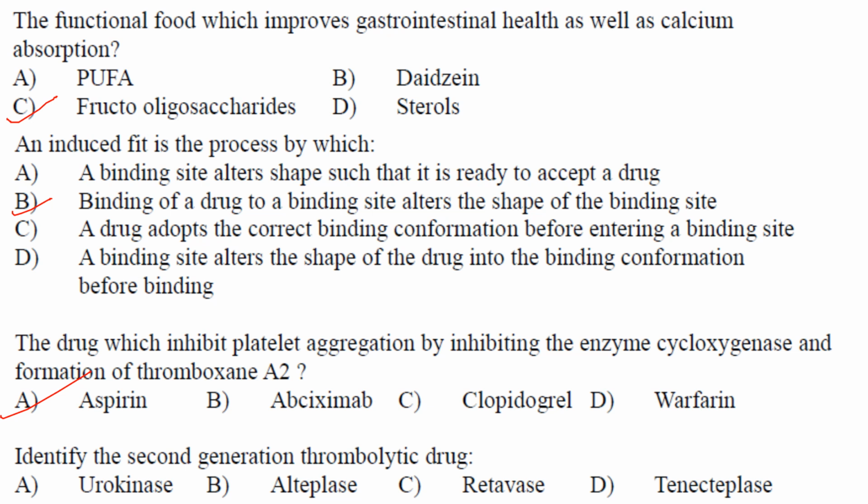Then identify second generation thrombolytic drugs. So second generation thrombolytic drugs, they are fibrin selective drugs and include tissue plasminogen activator and pro-urokinase. And these drugs are used to treat acute myocardial infarction, acute ischemic strokes and acute pulmonary embolism. So alteplase is the answer.